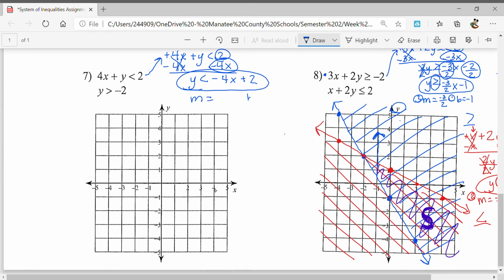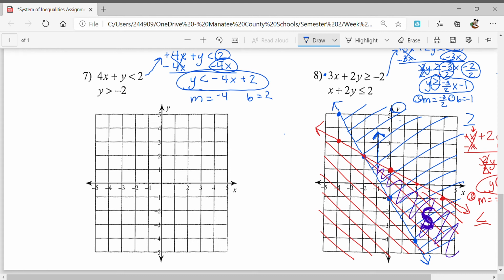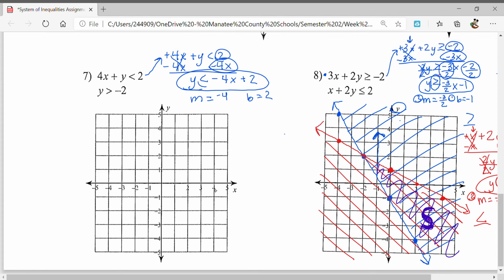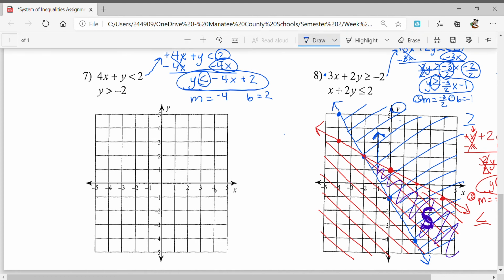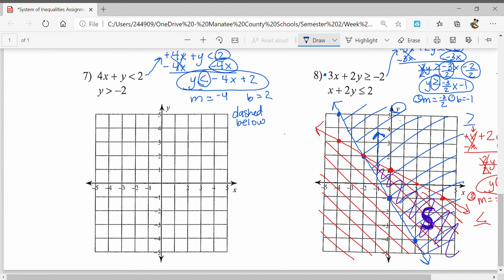You can write your m equals, b equals. m is negative 4, b is positive 2. You're graphing this one. Then you need to figure out what kind of line. If it's less than, you have less ink for the sign, so less ink for the line. You're going to have a dashed line, and then you shade below. Okay, dashed line, shade below.